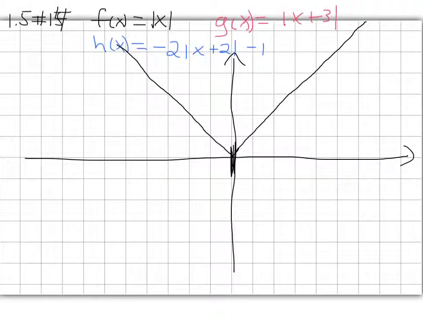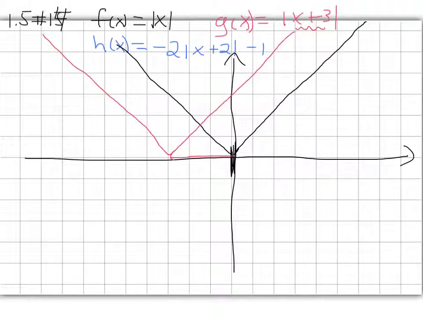g of x is absolute value of x plus 3. So we are taking our x, our input, and adding 3 to it, which means that things happen sooner, which means that our function moves to the left by 3. That's the only change that happens here. So we're going to take our 0, shift it to the left by 3, and draw it in just as it is.